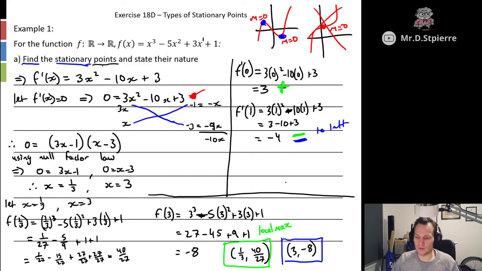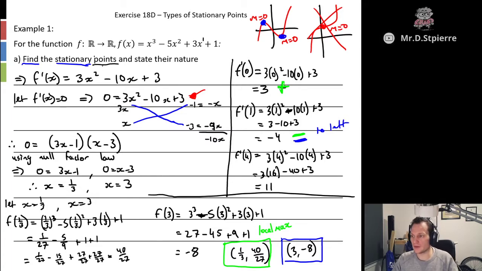And then we want to check to the right, so we need to just be right of 3, so I'm just going to do f dash of 4. Keep the numbers as small as possible. We get 3 by 4 squared minus 10 by 4 plus 3, so we get 3 by 16 minus 40 plus 3. 3 times 16, 3 times the 6 is 18, so 48. Take away the 40 is 8, plus the 3 is equal to 11. And it turns out that that is positive to the right.